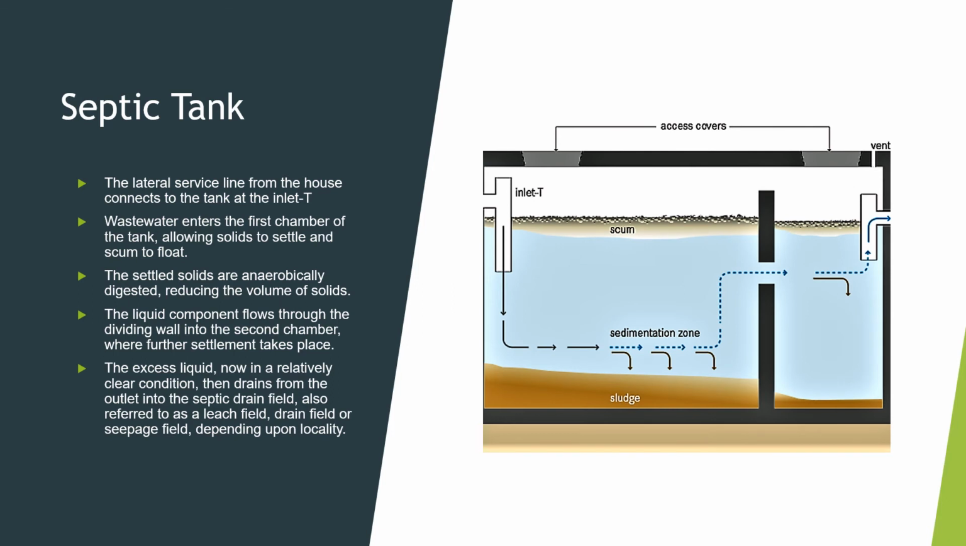The septic tank. The lateral service line from the house connects to the tank at the inlet T. Wastewater enters the first chamber of the tank, allowing solids to settle and scum to float. The settled solids are anaerobically digested, reducing the volume of solids. The liquid component flows through the dividing wall into the second chamber where further settlement takes place. The excess liquid, now in a relatively clear condition, then drains from the outlet into the septic drain field, also referred to as leach field, drain field, or seepage field, depending on locality.